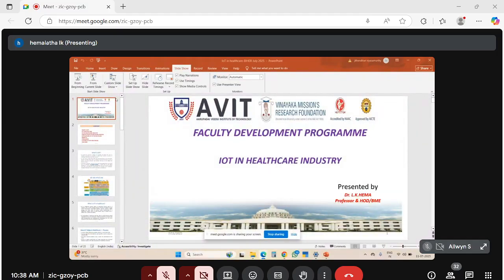Today, 11th July, the final day session of the 5 days FTP program on Gen AI in Healthcare by Biomedical Department is going to start now. Today's speaker, Dr. L.K. Hema, Professor and Head Department of EC and Biomedical Engineering, Arupadai Institute of Technology, Vinayaka Missions Research Foundation, Chennai, is going to deliver the lecture on the topic IoT in Healthcare.